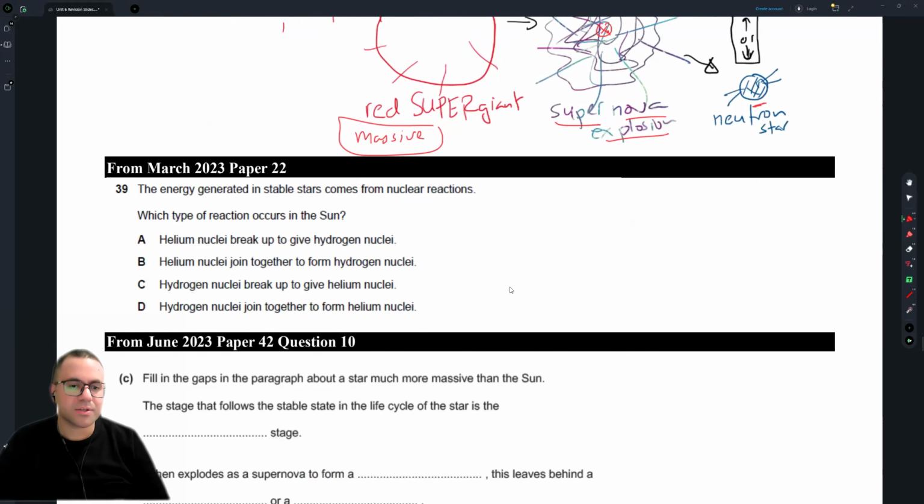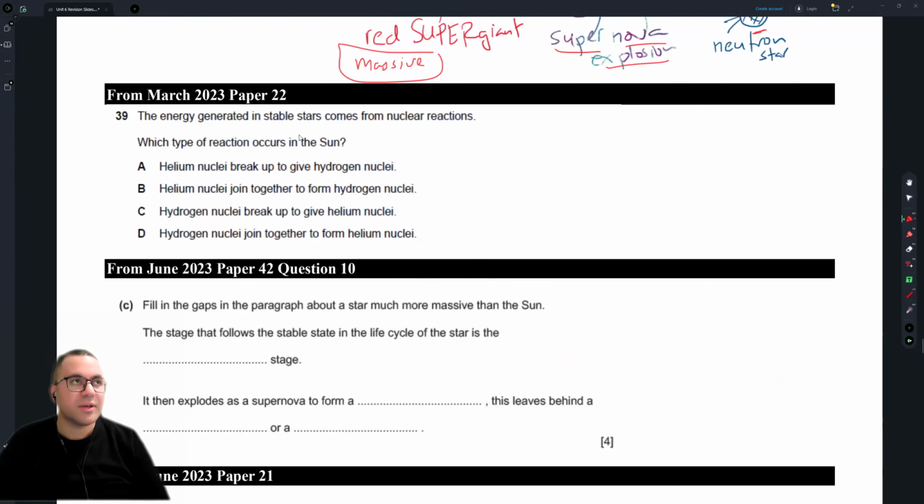Okay. Let's solve a few questions about stars. The energy generated in stable stars comes from nuclear reactions. What type of reaction occurs in the sun? Nuclear fusion, right? So hydrogen fuses. So hydrogen nuclei join together to form helium. This is the right one.